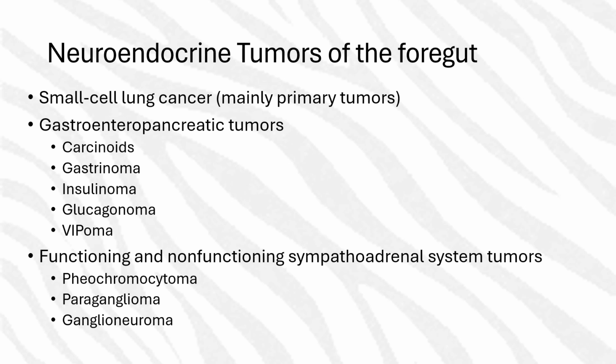So in the foregut, we have small cell lung cancer, the gastroenteropancreatic tumors, and functioning and non-functioning sympathoadrenal system tumors like the pheochromocytoma.